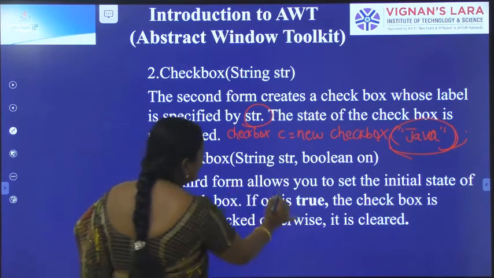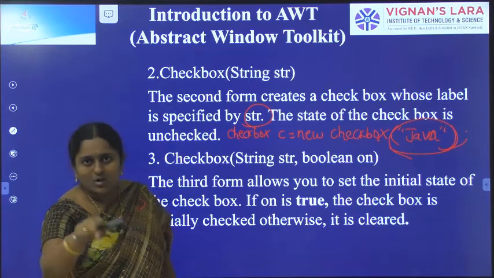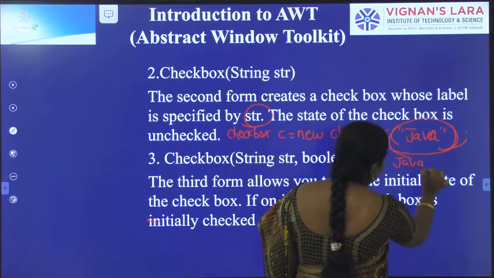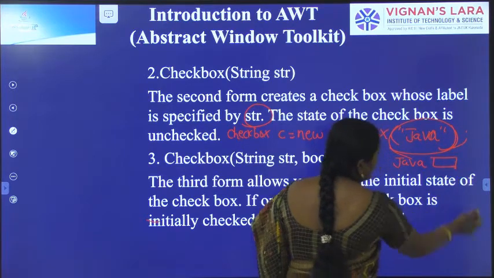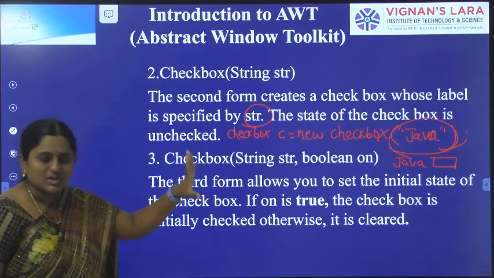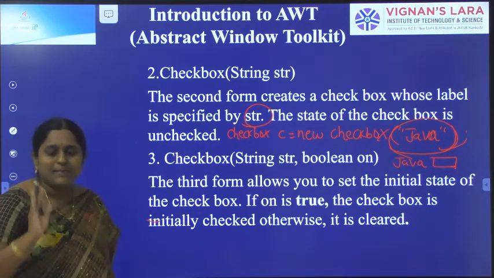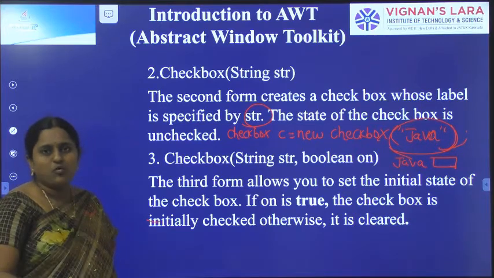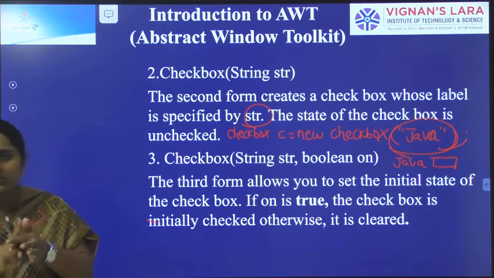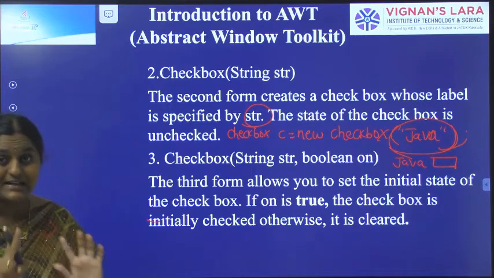So in the console it will create a checkbox, which is a small box. It contains either a mark or not. So here it will create one checkbox, Java. Initially the checkbox is unchecked. By default every checkbox is false. You have to remember one point: by default, every checkbox is false, by default every checkbox is unchecked.